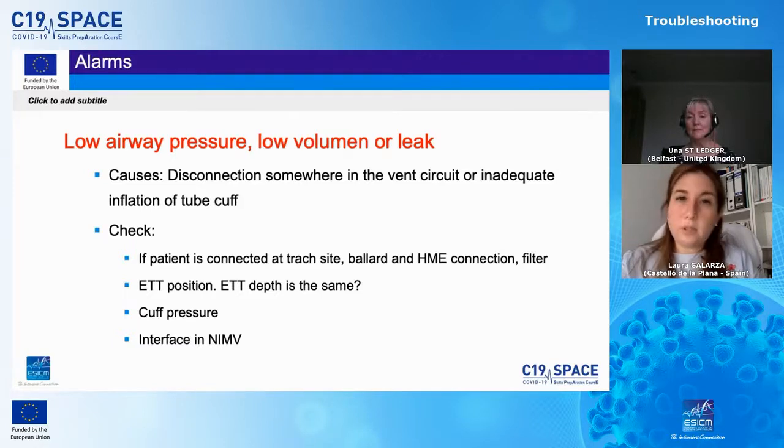We should check the endotracheal tube position. Is the depth the same as before? Has it been dislodged during transport or during prone? Is my cuff pressure okay? Should I need to increase it, or maybe the endotracheal tube needs to be replaced because the cuff is not properly inflating? And also, when our patient is using a non-invasive mechanical ventilator, we should check the interface.